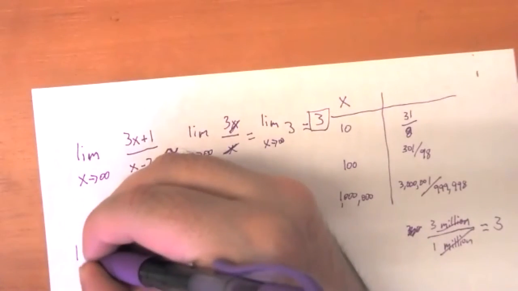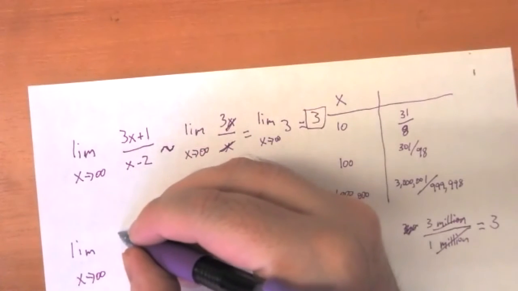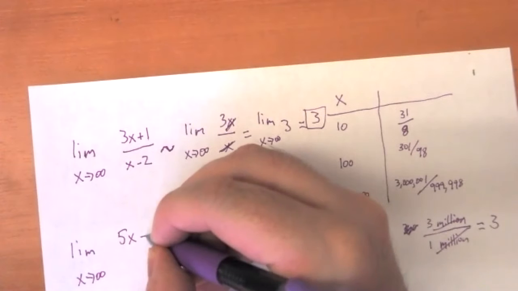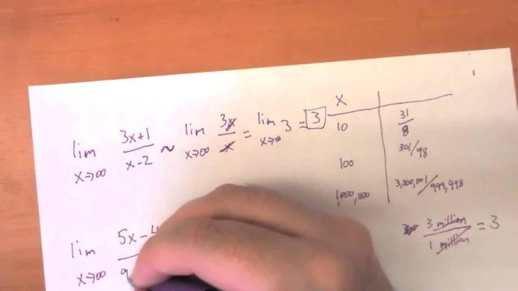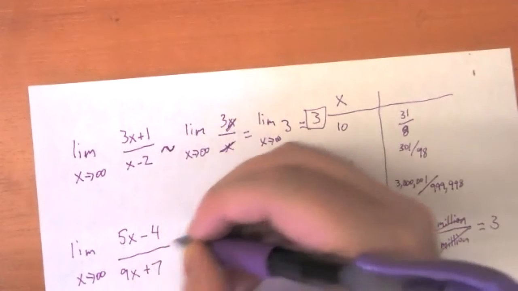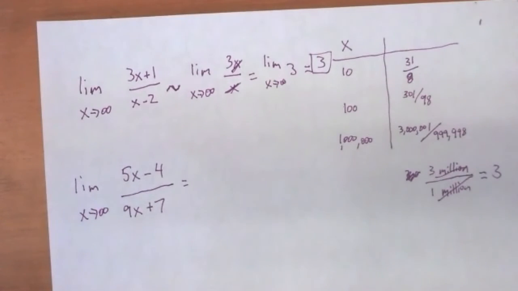Let's say that we have the limit as x approaches infinity of 5x minus 4 over 9x plus 7. All right, give that a quick shot and see if you can solve that. Pause the video if you need to.